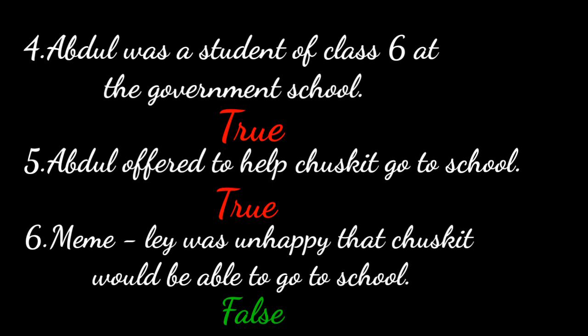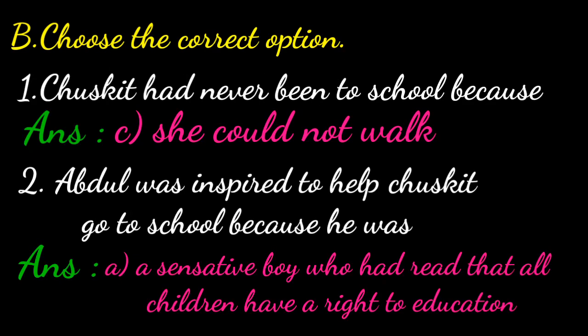This sentence is true. Now, sixth one, Mimile was unhappy that Chuskit would be able to go to school. This sentence is false because her grandfather was unhappy because Chuskit could not go to school. So, the sentence is false. Now, we move to exercise B.